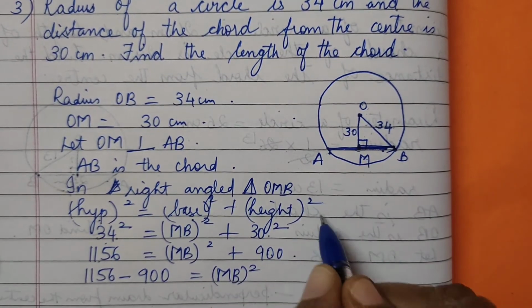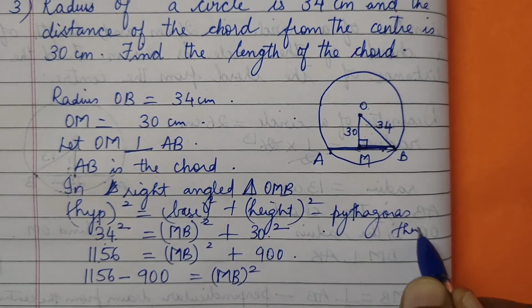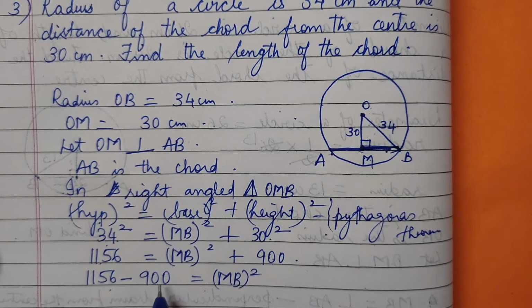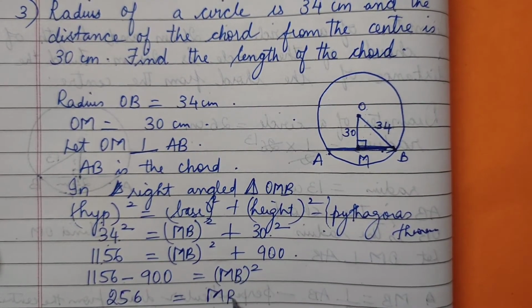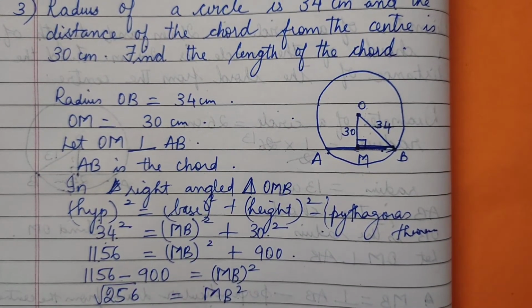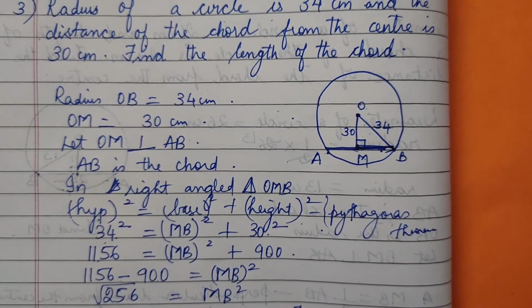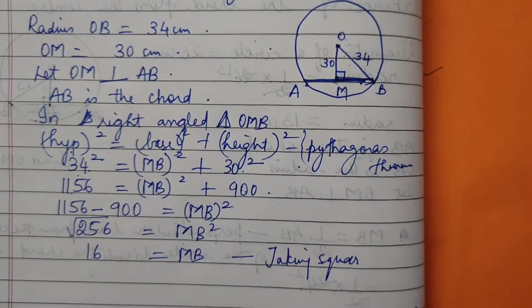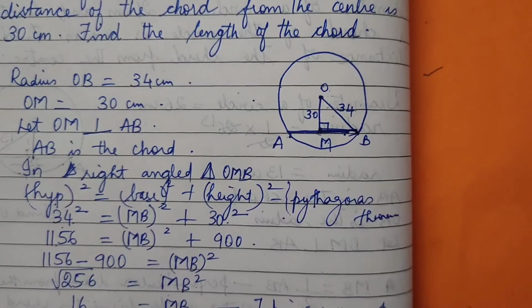Please write here, Pythagoras theorem. Always write the reasons. Reasons are expected. So 1156 minus 900, if you subtract it, you will get 256 equals MB square. Now we are going to take the square root. MB square will become MB, and the square root of 256 is 16. So, taking square root. Now we got MB.